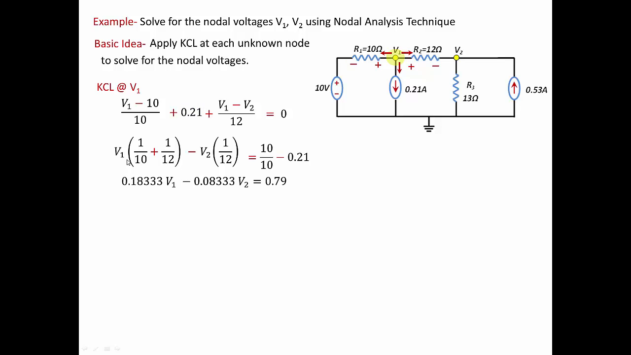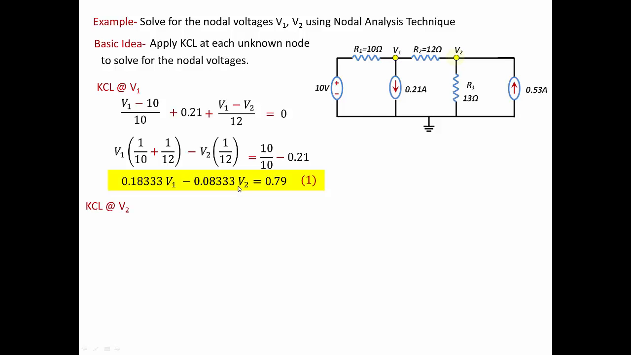Now we have 0.18333 times V1 minus 0.08333 times V2 equals 0.79. This is the first equation that we obtained from summing the currents at node V1. Clearly, from this equation we have two unknowns and one equation, so we can't solve for V1 and V2 yet, right? So now we're going to use KCL at the second node.